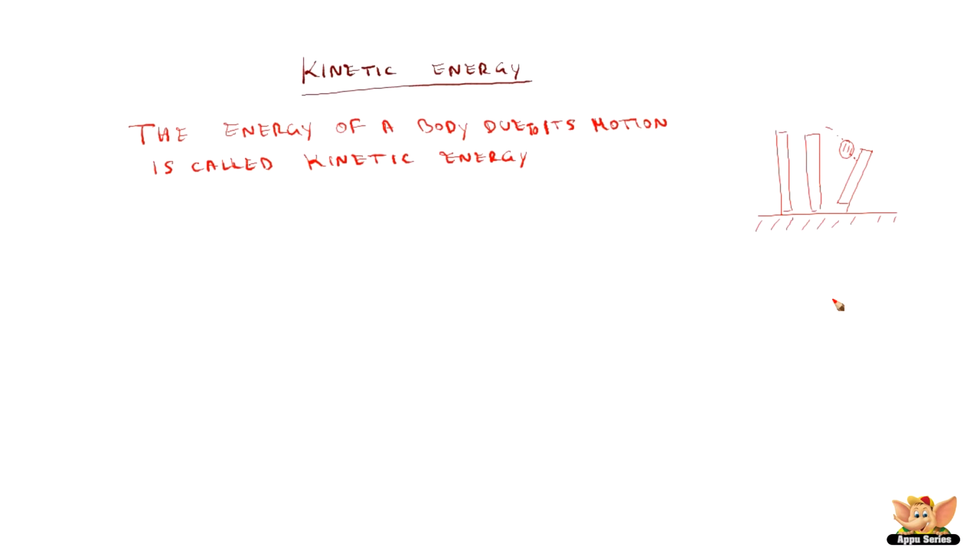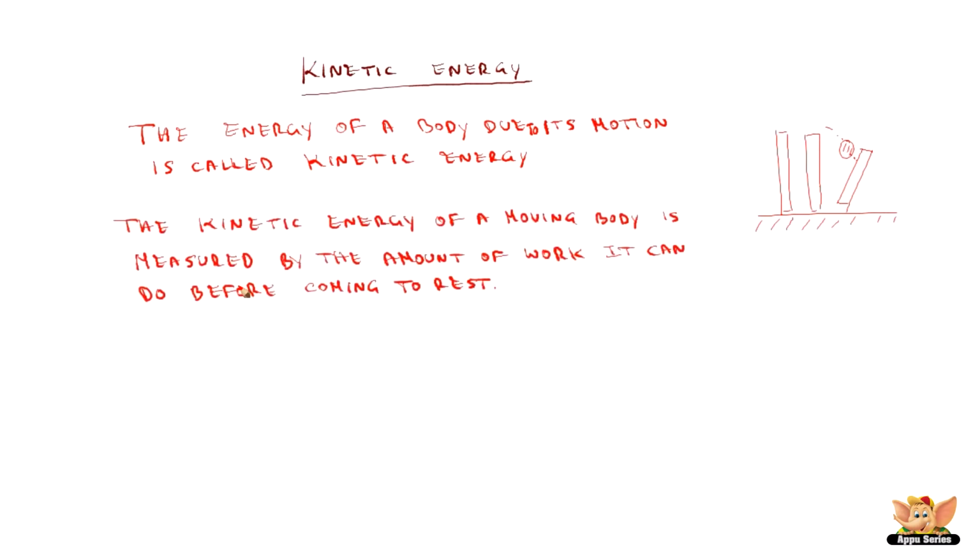Having understood this, let us derive a formula for kinetic energy. So before we start on the formula for kinetic energy, we will see the principle behind it. The kinetic energy of a moving body is measured by the amount of work it can do before coming to rest. It means basically we are trying to derive kinetic energy from the formula of work. We know how the work is measured, and using that we can find what is kinetic energy.